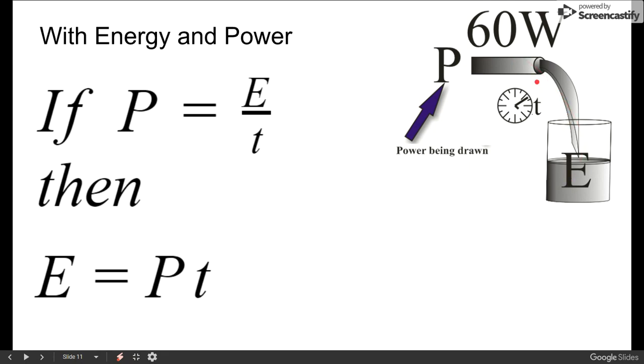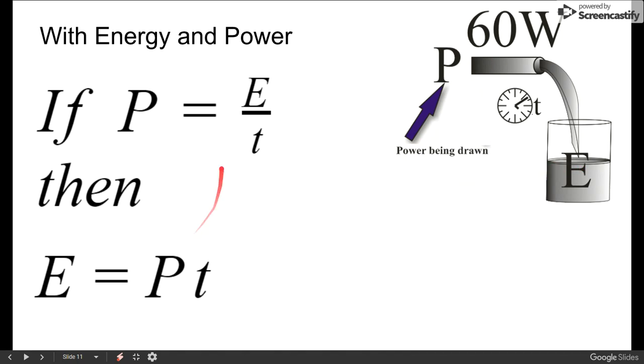And this is one way of looking at it. 60 watts means 60 joules per second. If 60 joules per second are coming down the pipe, how much has filled this container? Well, you'd take the 60 and multiply it by the time. This would work if it was liquid. 60 liters per second times the time will give you the total.